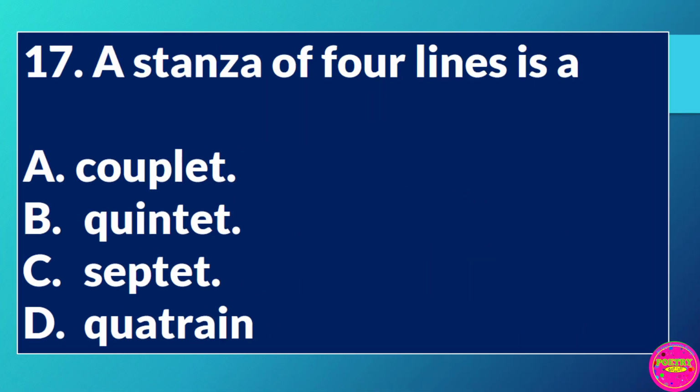Question 17. A stanza of 4 lines is A. Couplet, B. Quintet, C. Septet, D. Quatrain. The correct answer to this question is D. A stanza of 4 lines is a quatrain.